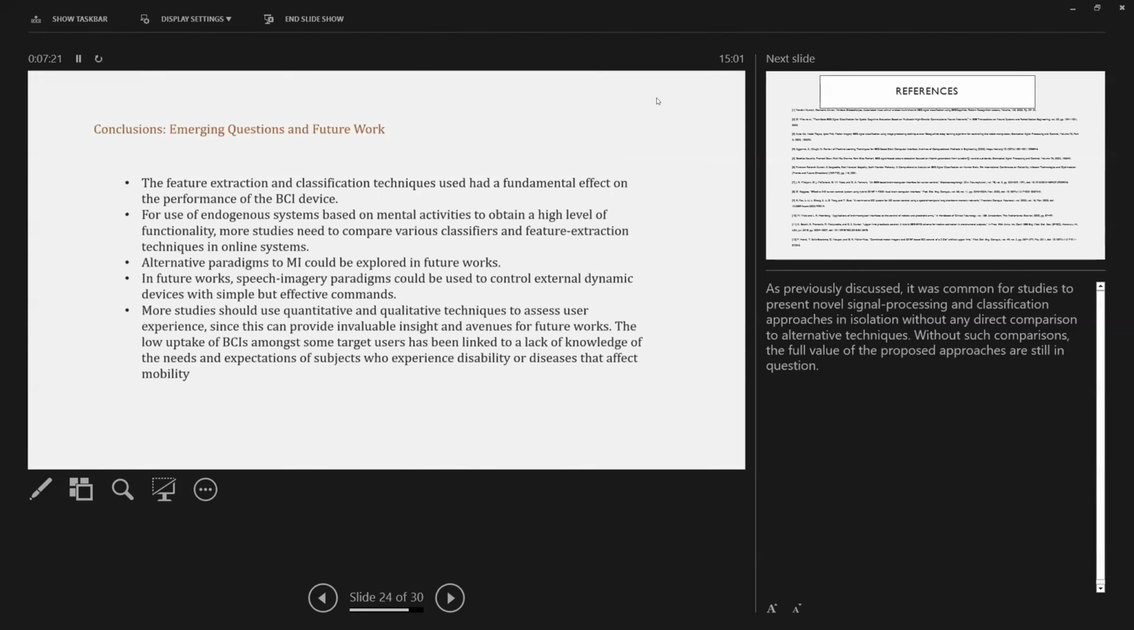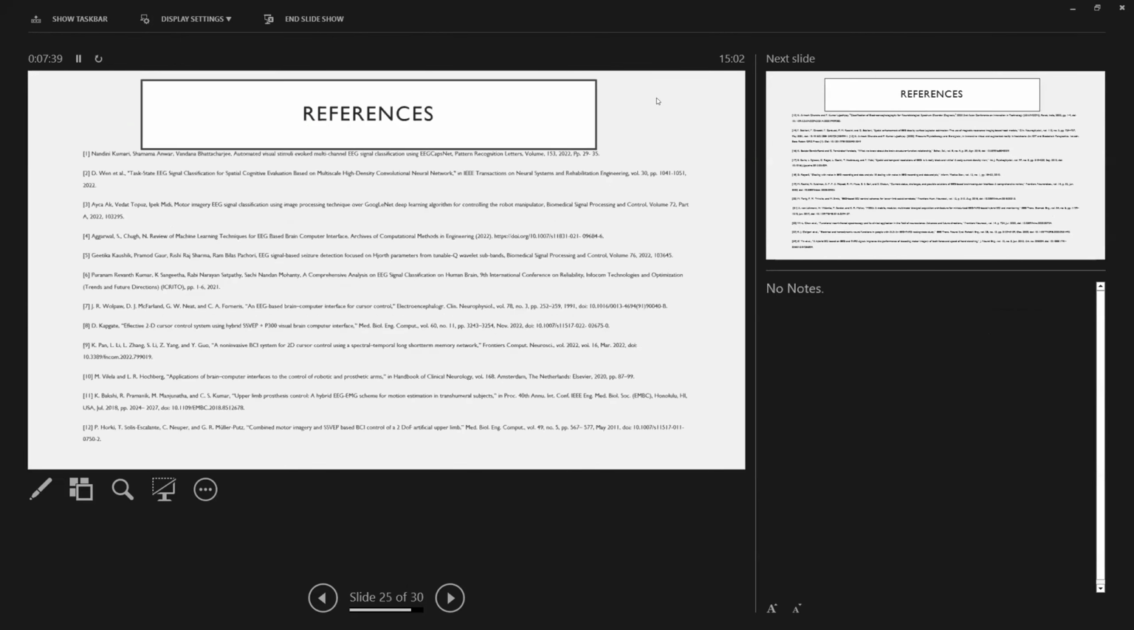The future work that could be done based on the speech imagery paradigm could be used to control, or we can use the mental activity to obtain a high level of functionality that we can train on the system more accurately for this. And these are the references which we have used.